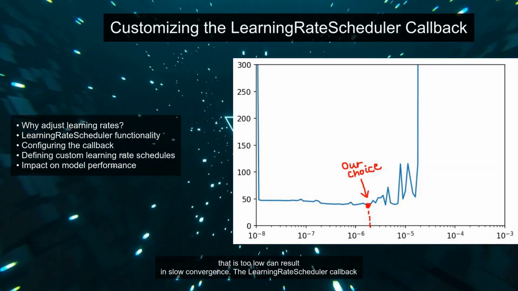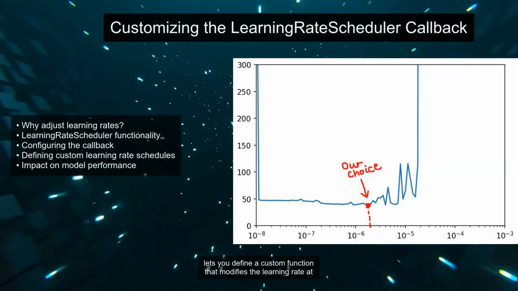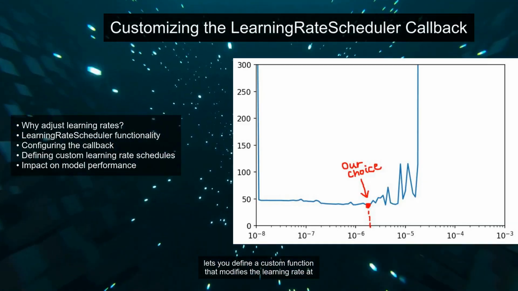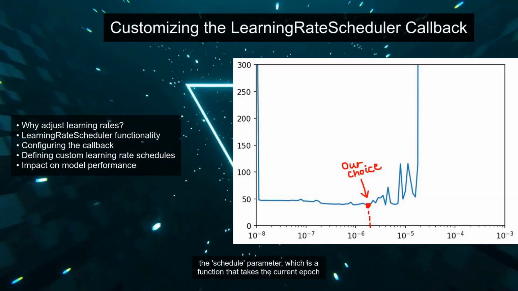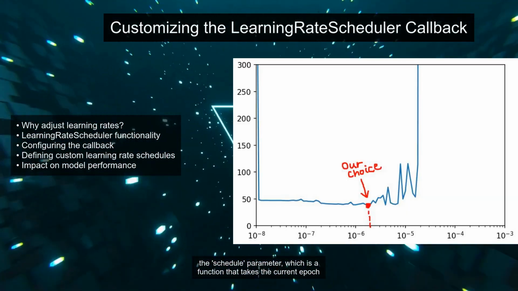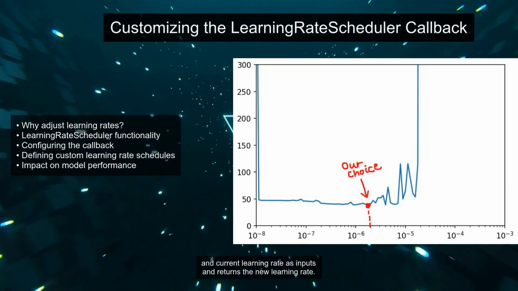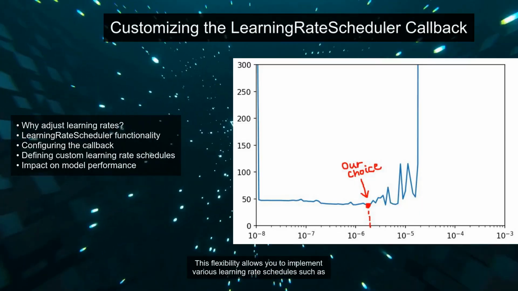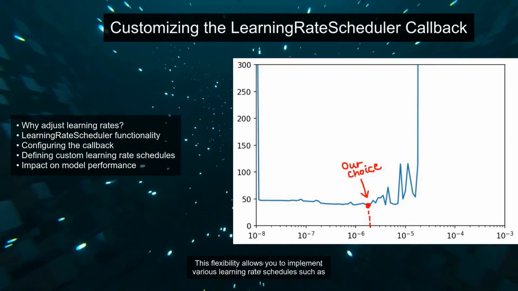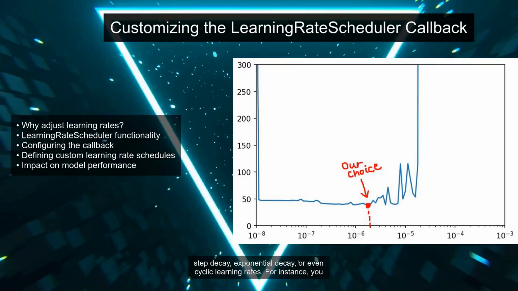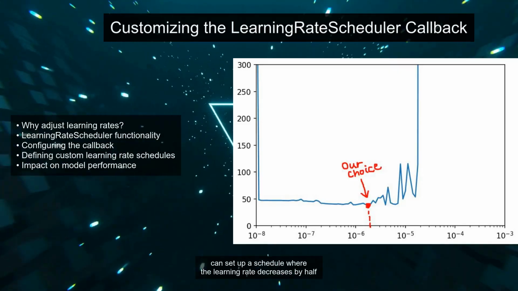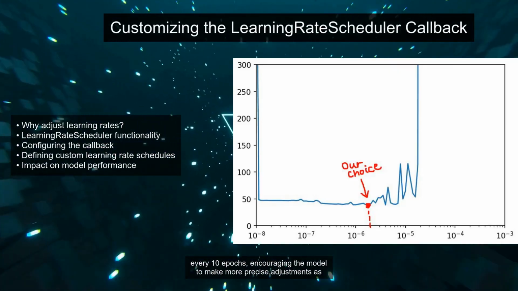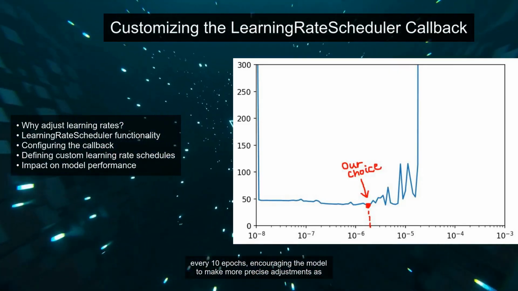The Learning Rate Scheduler callback lets you define a custom function that modifies the learning rate at each epoch based on your chosen schedule. Configuring this callback involves specifying the schedule parameter, which is a function that takes the current epoch and current learning rate as inputs and returns the new learning rate. This flexibility allows you to implement various learning rate schedules such as step decay, exponential decay, or even cyclic learning rates. For instance, you can set up a schedule where the learning rate decreases by half every 10 epochs, encouraging the model to make more precise adjustments as it approaches convergence.